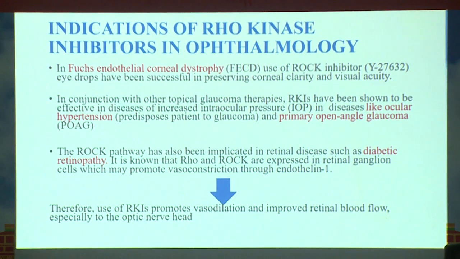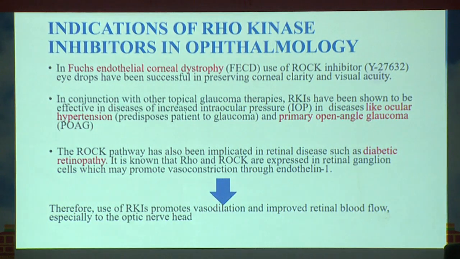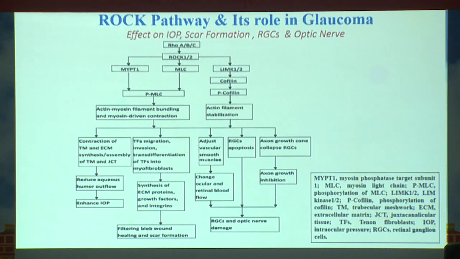The ROCK pathway has also been implicated in retinal disease such as diabetic retinopathy. It is known that Rho and ROCK are expressed in retinal ganglion cells, which may promote vasoconstriction through endothelin 1. Therefore, use of ROCK kinase inhibitors promotes vasodilatation and improves retinal blood flow, especially to the optic nerve head. So, this is the pathway and role in glaucoma.